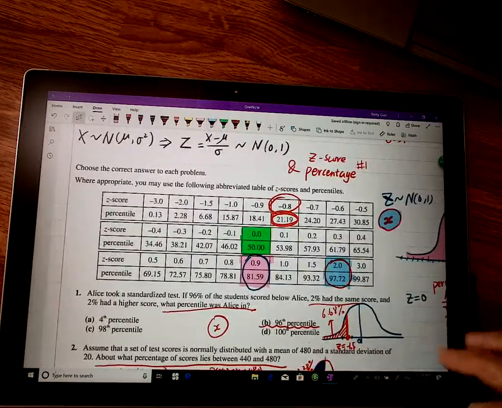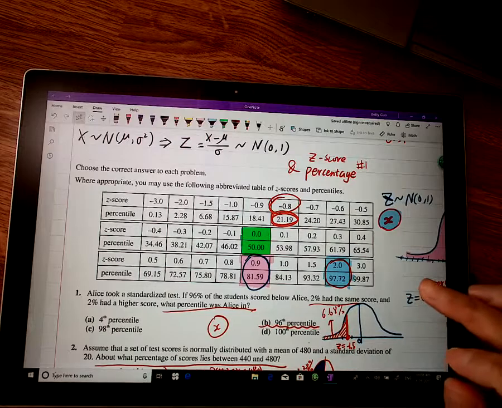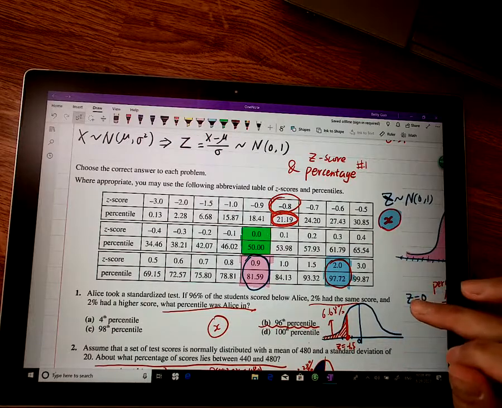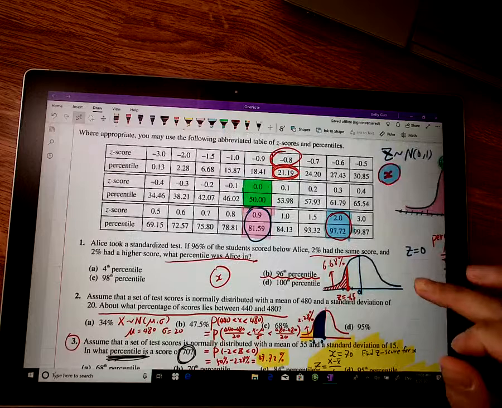Yeah, this is how we understand this table. We're going to use this table in the package. Now let's go over the package. Number 1.